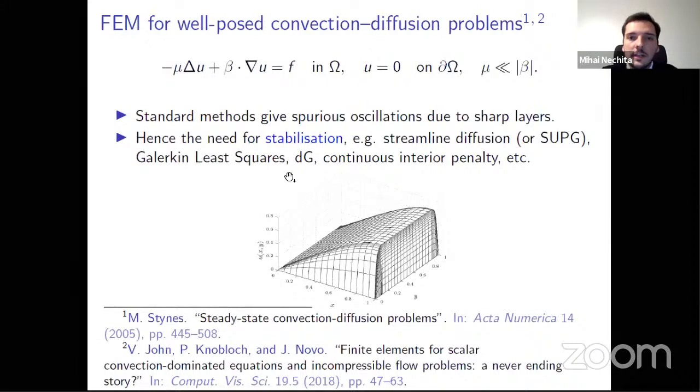And let me start with well-posed convection diffusion problems. So here we have a convection diffusion equation in a domain, and homogeneous Dirichlet boundary conditions are imposed. And we are now in the setting, in the convection dominated setting. So mu is strictly smaller than beta.